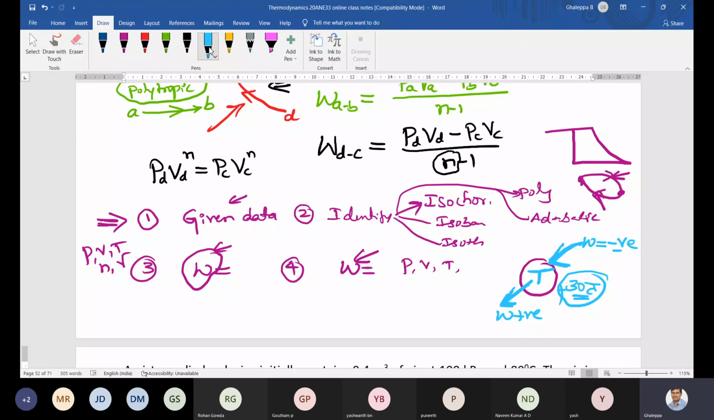I will give one more example. To run the fan, I have to supply 40 joule of energy, electrical energy. So the fan is a system here. With respect to the direction of work, I am supplying 40 joule of energy.